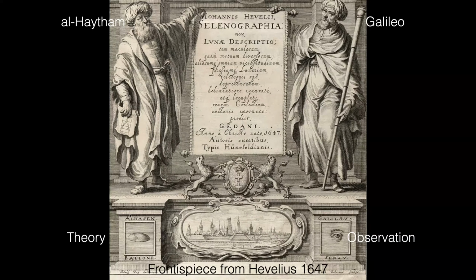And down here at the bottom of this imagined monument are the words Alhazen and ratione, meaning theory, Galileos and sensu, meaning observation. So these two predecessors of Hevelius were touted here on the cover of this book as the embodiments of theory and observation, kind of a forerunner of the modern way in which we divide science between theory and observation.